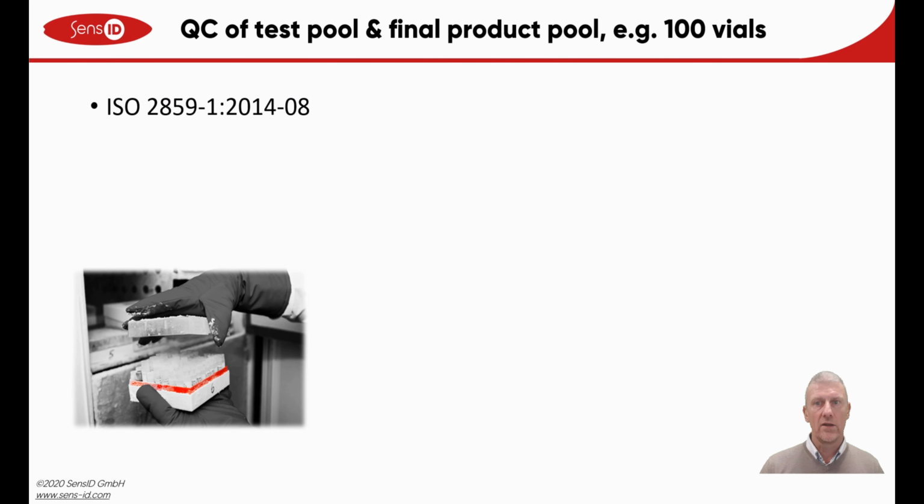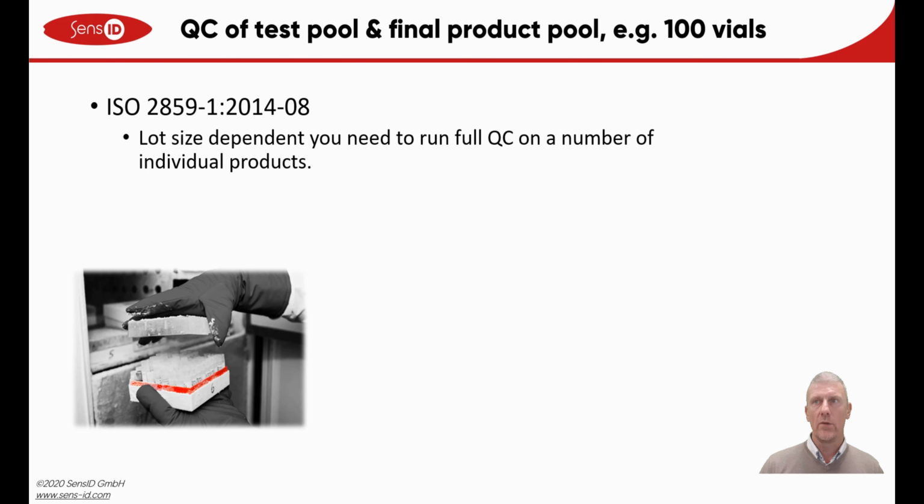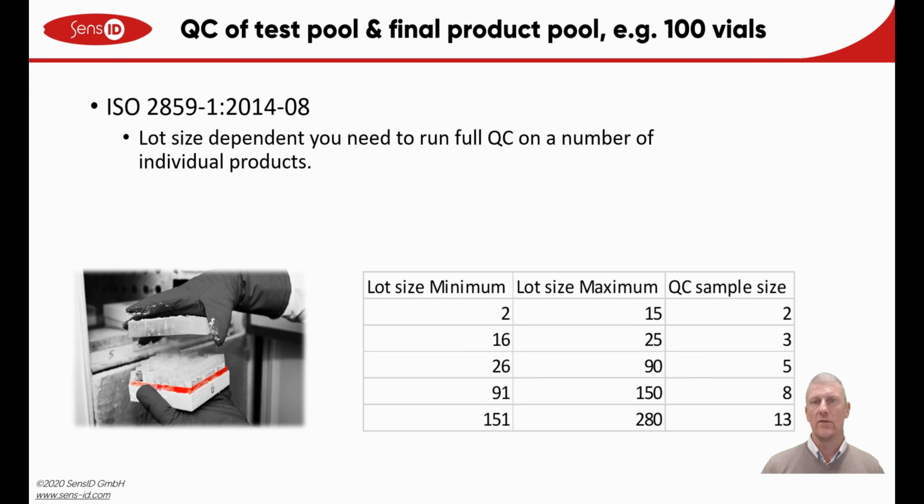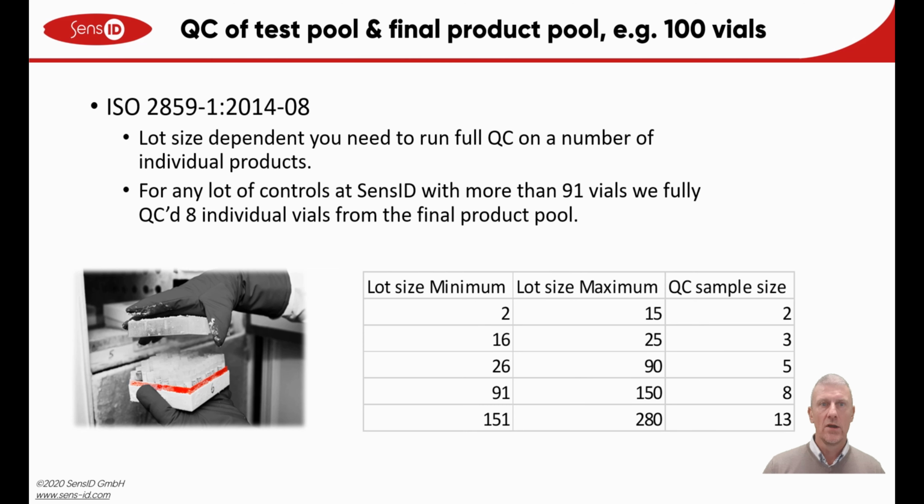What we do in the final product QC is that we follow strictly, very strictly, ISO 2859-1. And in the example where we, for instance, make 100 vials, you go to a table that you can find in this ISO method, and you find between 91 and 150 vials, you need 8 vials for full QC. So for any lot of controls that we make that is more than 91 vials, we fully QC 8 individual vials from the final product pool.